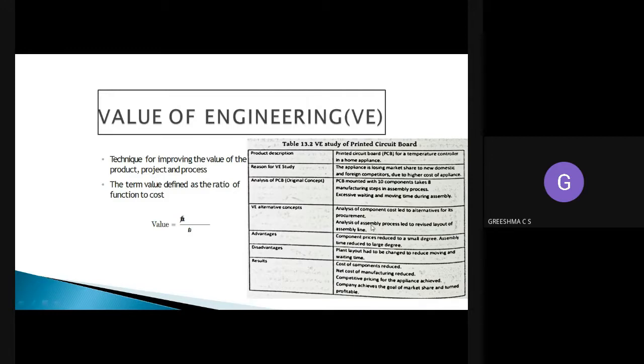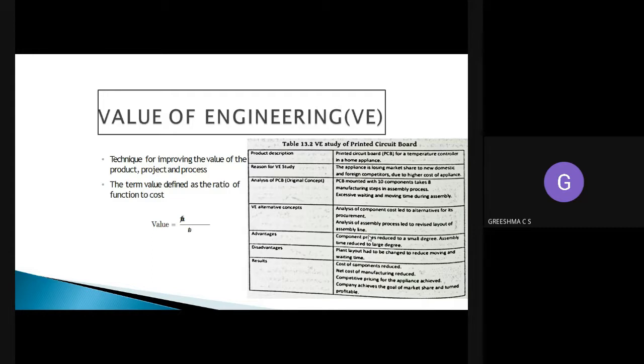So analysis of a component led to alternatives for its procurement, as analysis of the assembly process led to the revised layout of the assembly line. Okay, so this existing PCB is not feasible, because the assembling process is taking a lot of time. So in the fourth step, you will find an alternative method, a technique so that the assembly time is reduced.